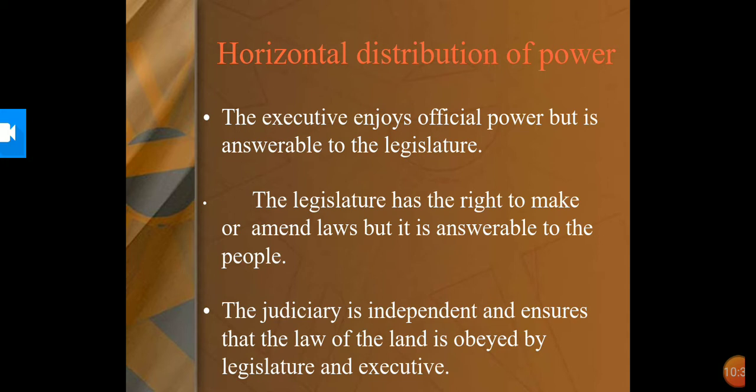The judiciary is independent. Remember this point. The judiciary is independent and ensures that the law of the land is obeyed by legislature and executive. It is the duty of judiciary to see that the law of the land is obeyed by legislature and executive. So that is the prime duty of judiciary. Remember these points, children. Horizontal distribution of power.